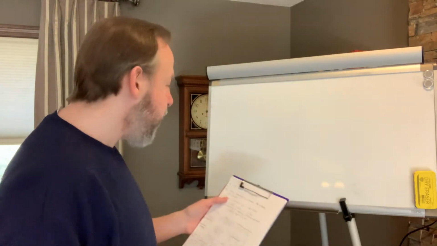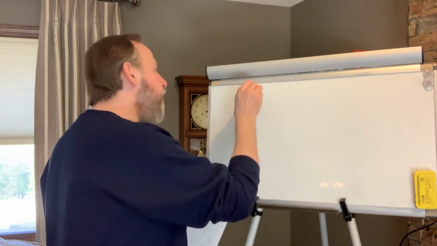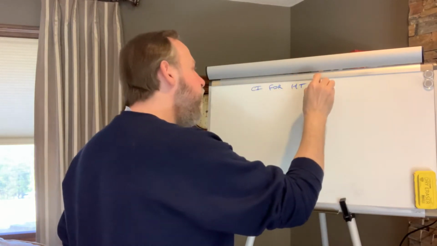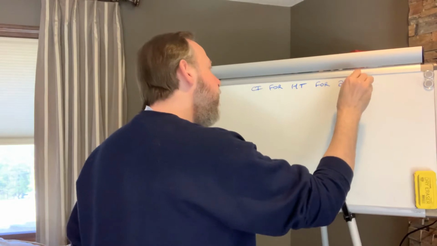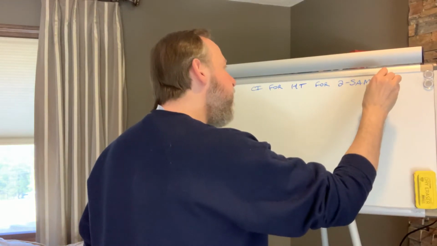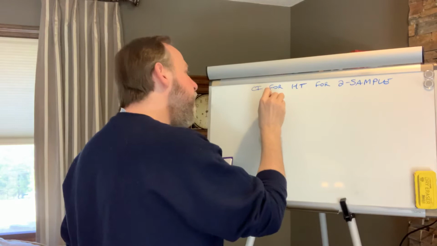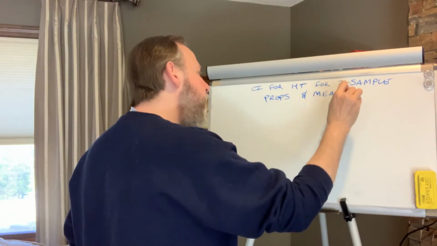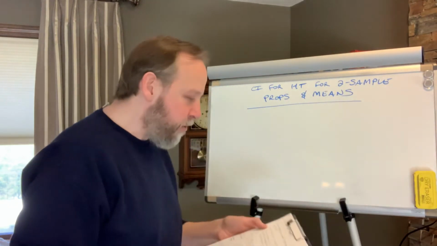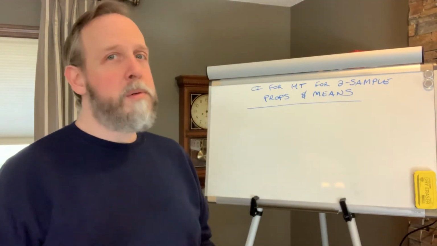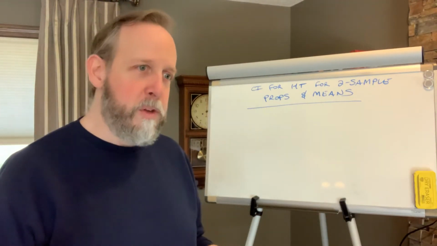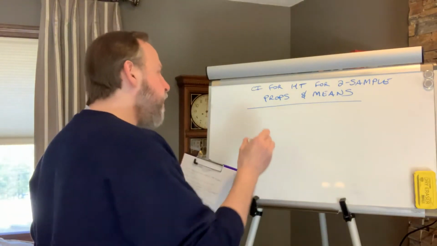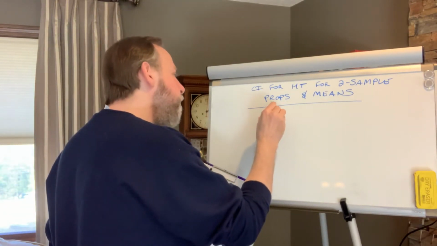All right, Chapter 10 itself was confidence intervals and hypothesis testing for two samples, and it was obviously proportions and means. So let's do a quick review here. For the two sample proportions as well as for the two sample means, there were consistent conditions. So let's review the conditions. All right, what are the conditions?